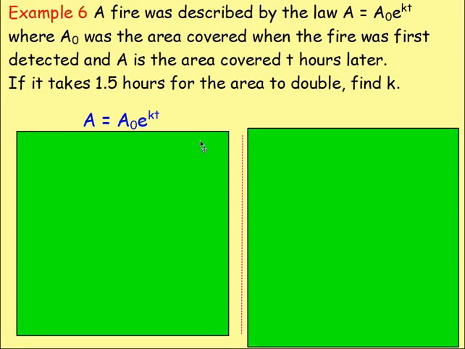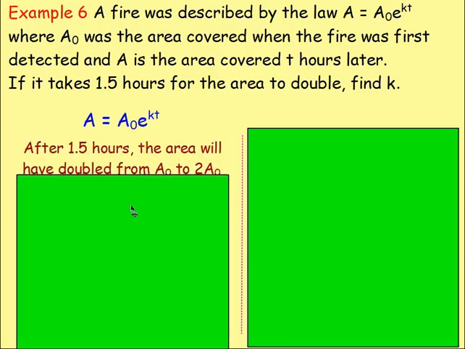Example 6. A fire was described by the law A equals A naught e to the power of kt, where A naught was the area covered when the fire was first detected, and A is the area covered t hours later. If it takes 1.5 hours for the area to double, find k. So we're given this formula here. A, which is the area, equals A naught, the area when it was first detected, times e to the power of kt, where t is the time.